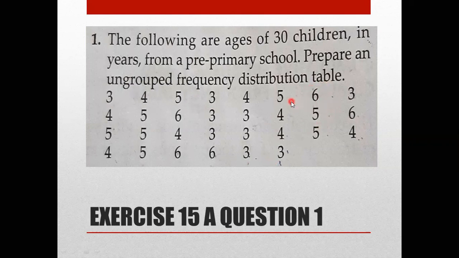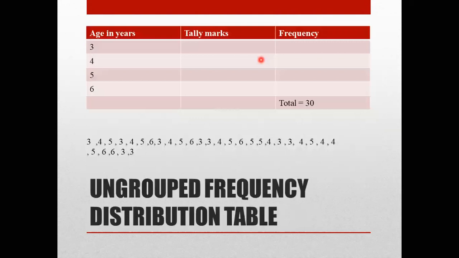So when you are writing the frequency distribution table, your first column you will write age of children because it is the individual data. So you will not write the heading class interval, you will be writing age group. So here you have to write age in years. Then second column you will be writing tally marks. Third column heading will be frequency.